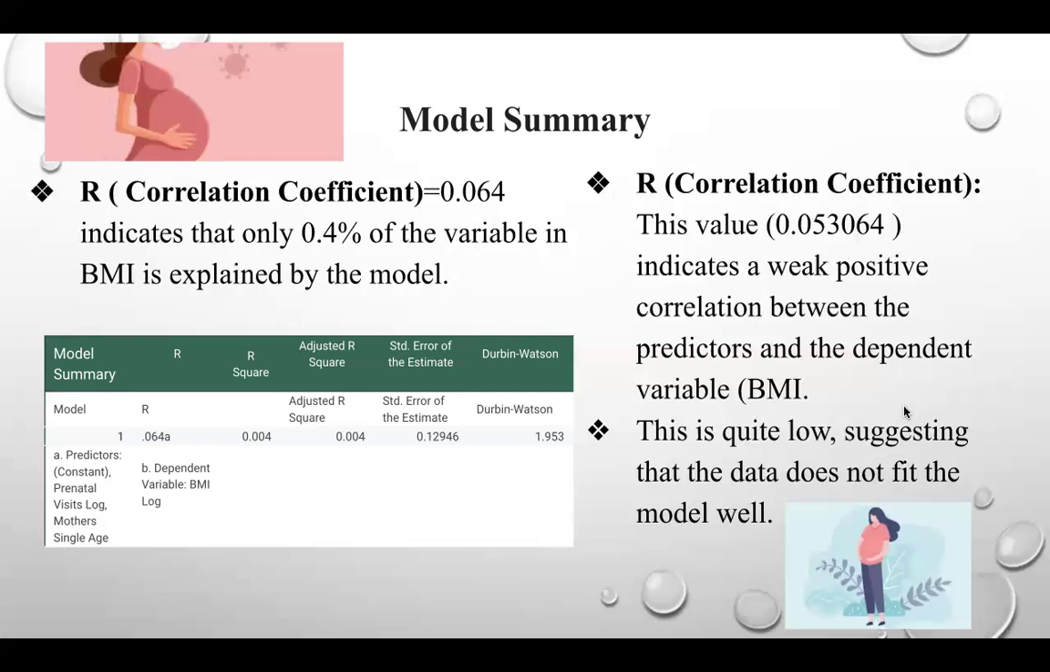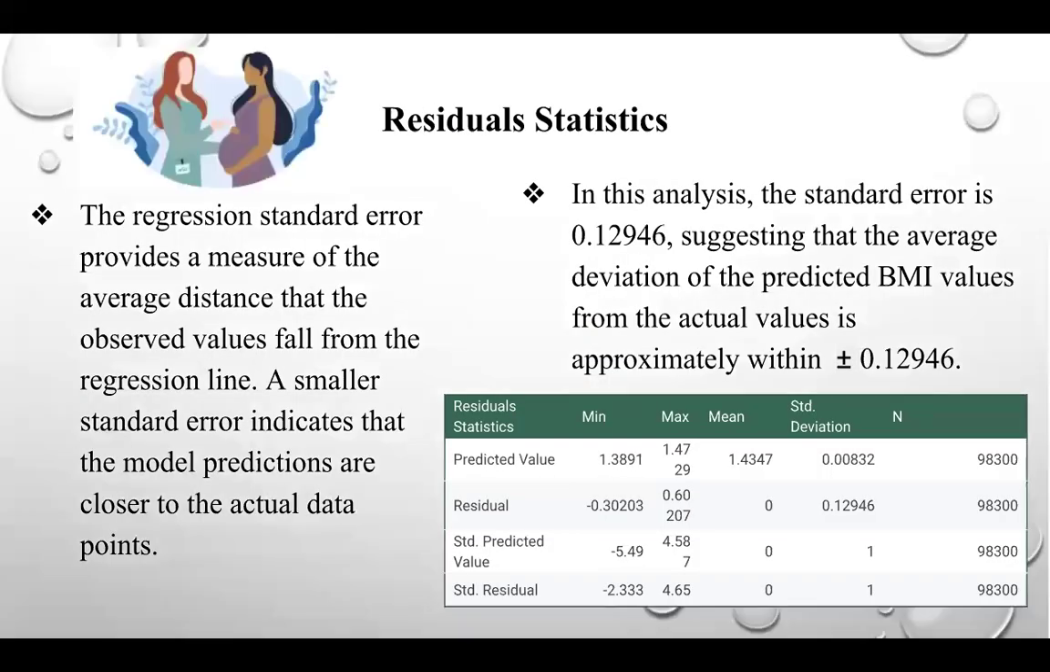Let's go to the residual statistics. This slide presents the residual statistics from our multiple linear regression model, and the residuals represent the differences between the observed and predicted values of BMI. The regression standard error is a crucial measure because it gives us an idea of how far on average the predicted values of BMI are from the actual values. It reflects the model's accuracy in predicting BMI.